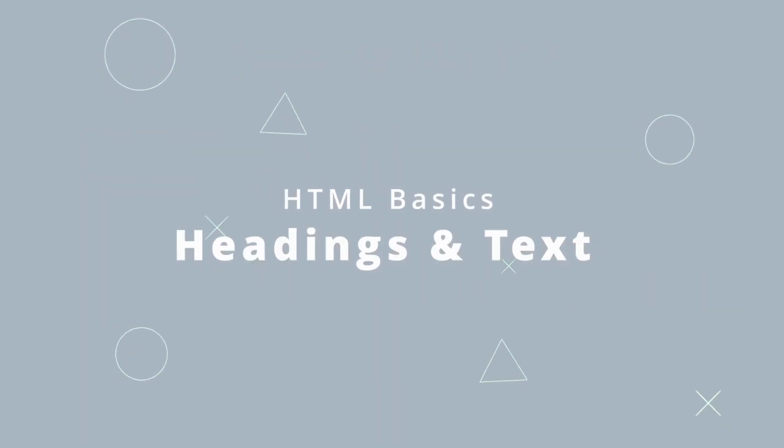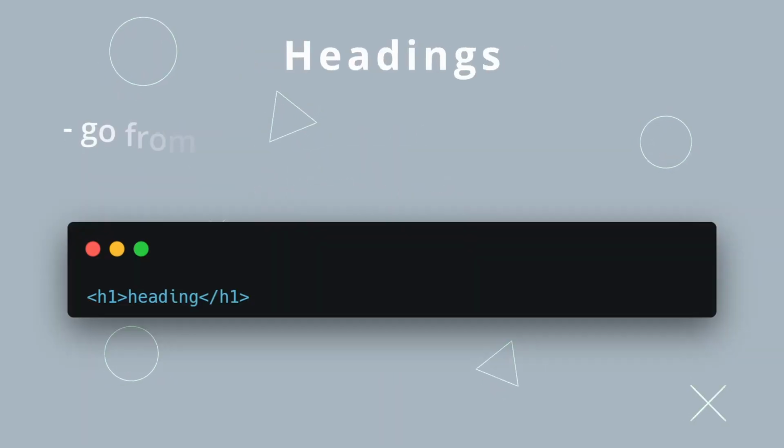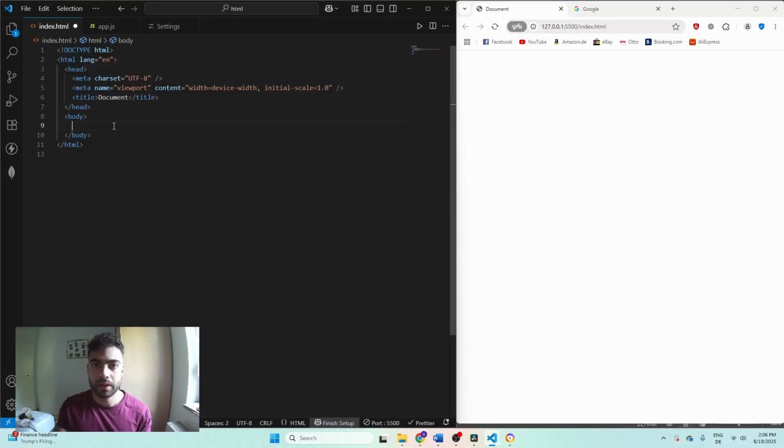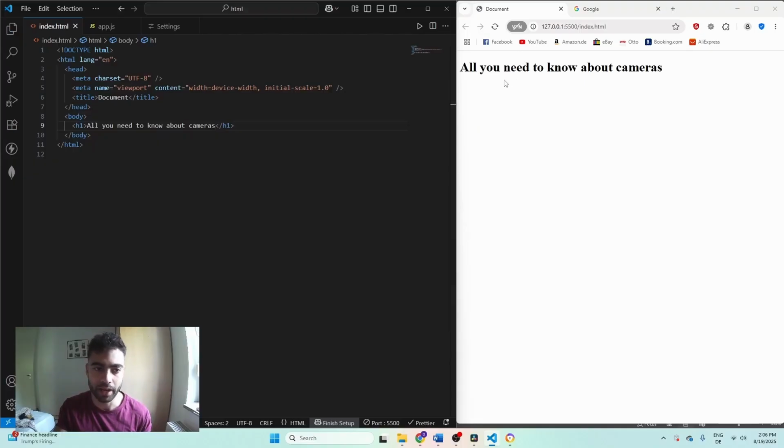Today, we'll learn headings and tags in HTML. Headings go from H1 to H6, and they define titles or subtitles on a page. Let's take a look at it in VS Code. By using an opening tag for the H1 tag and a closing tag for the H1 tag, and writing something in between, we generate a title. And the title could, for example, be all you need to know about cameras. And once we save, we see we have an H1 title on the top of our page.